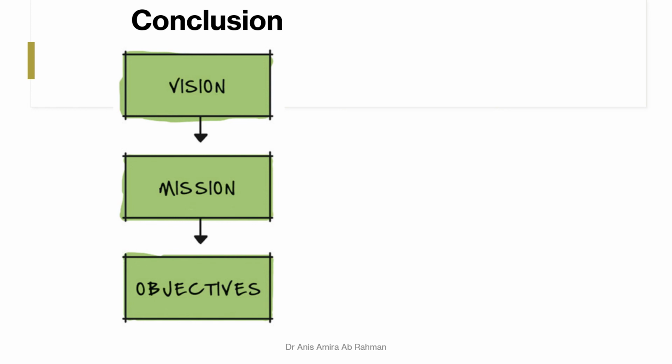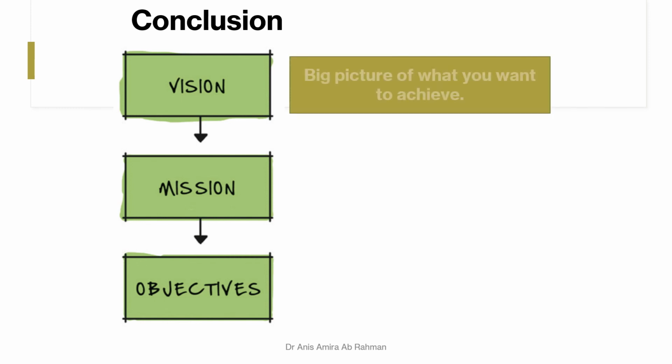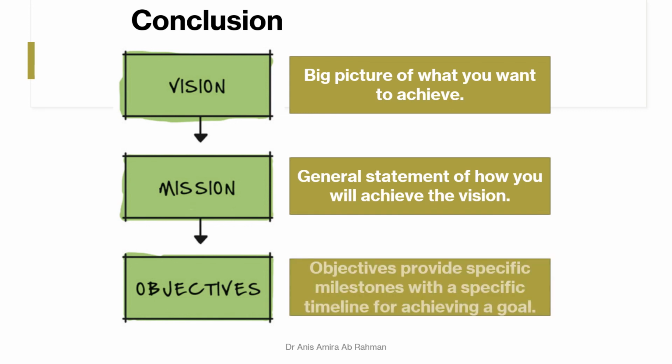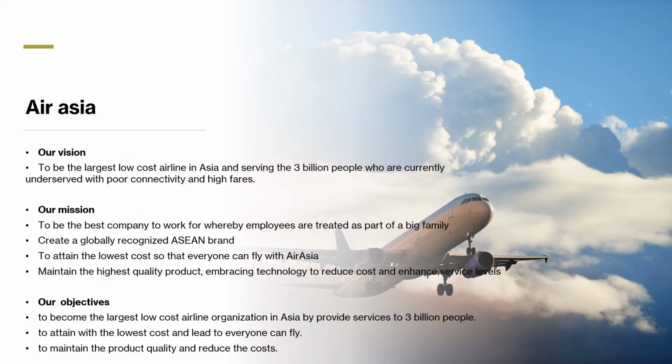And as a conclusion, this is about the vision, mission, and also the objective. So what is actually the vision? The vision is a big picture of what you want to achieve. And then the mission is a general statement of how you will achieve the vision. And then the objective provides a specific milestone with a specific timeline for achieving a goal.